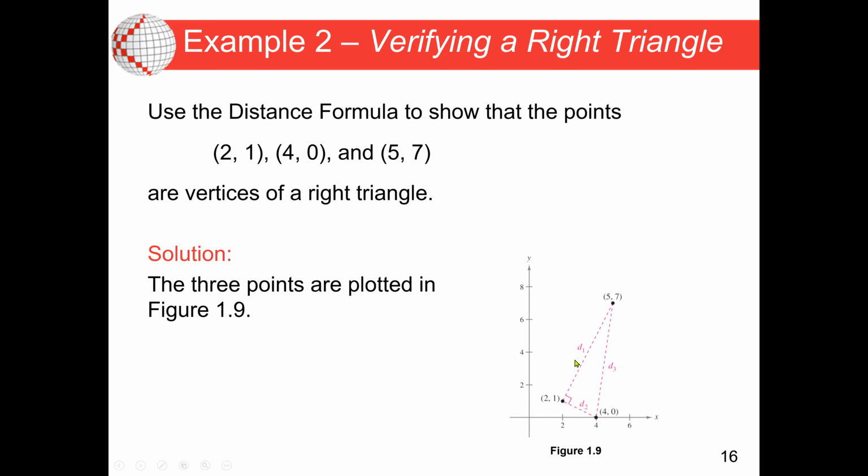Then when we join all the points together, we saw that there is a right angle between the points 2, 1 and 4, 0. And here we just name the distances D1, D2, and D3. So here we can prove that yes, this is a right triangle because the lines D2 and D1, their angle is 90 degrees.